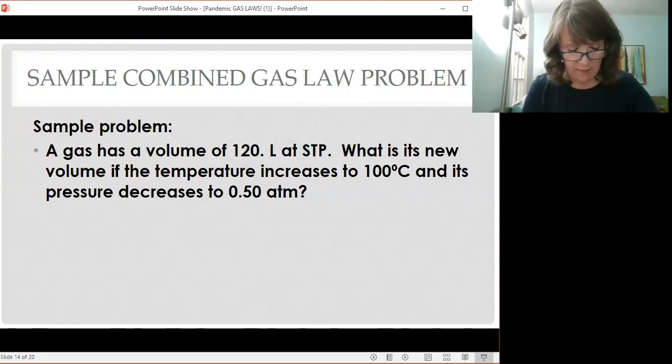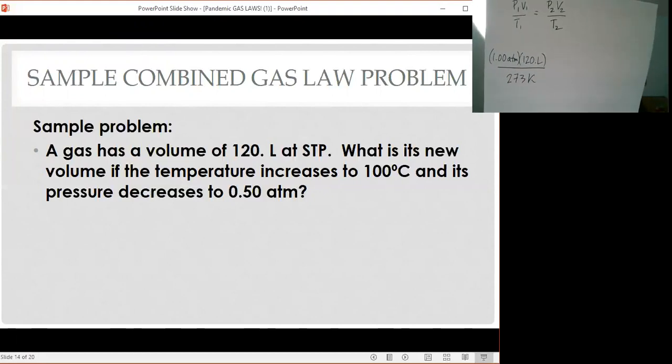Well, they tell me that my volume is 120 liters, and I'm going to be really conscientious about keeping my units so I can keep track of what number means what. They've told me I'm at standard temperature and pressure, so that I know my initial temperature will be 273 Kelvin. And because I'm using atmospheres, I'm going to use standard pressure in atmospheres, which is 1 atmosphere. So that's what I'm going to have on the left.